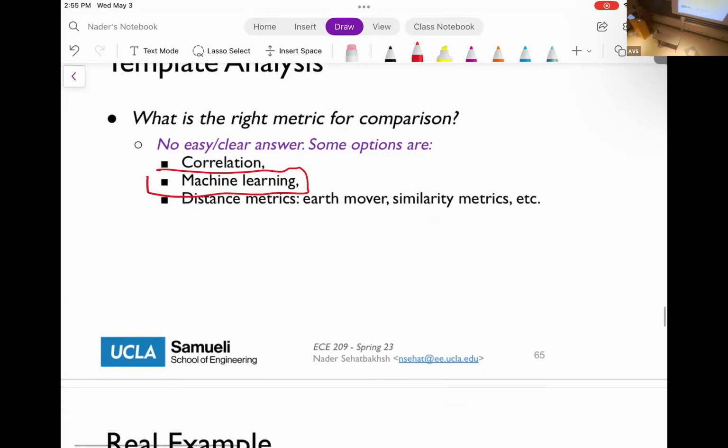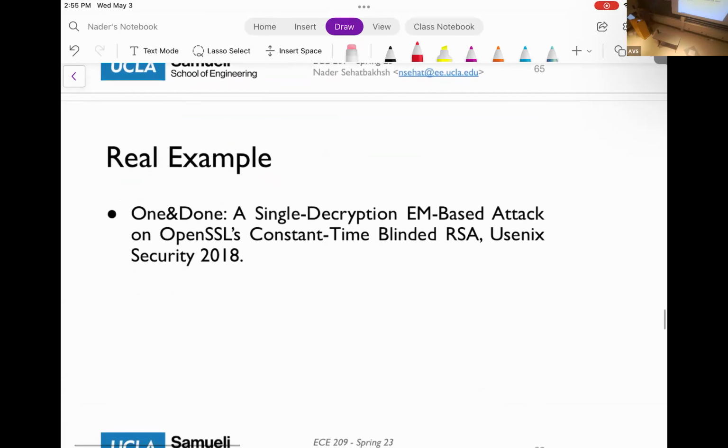Thank you. Any questions? So let me give you an example. This is an example of how they attack an OpenSSL constant time blinded RSA. Constant time blinded RSA means that this particular implementation of RSA is not vulnerable to differential power analysis or simple power analysis. If you do 0 or 1, they give you the exact same signal. They actually design it that way, but still they show that they can attack this using template analysis.